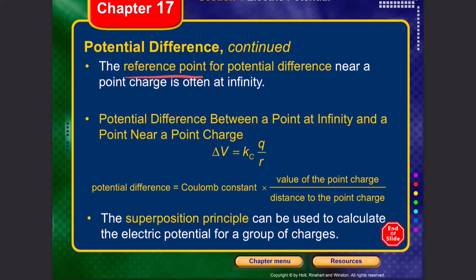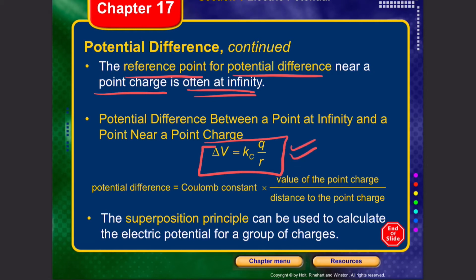The reference point for potential difference near a point charge is often given at infinity. That value is written as delta V equals Kc times Q by R. This is the formula that we use to write the potential difference for any given point charge. Kc again is Coulomb's constant, times the charge, divided by the distance to the point charge.